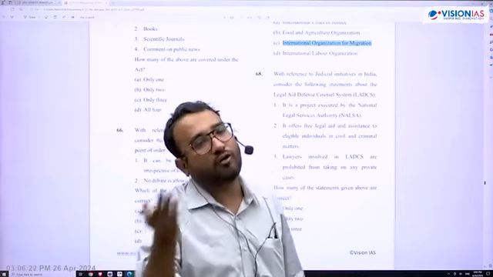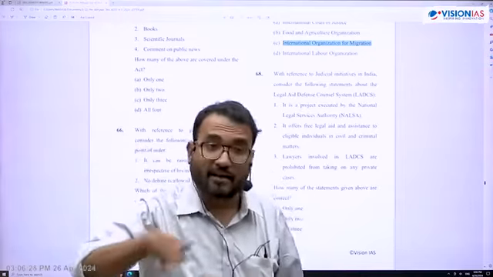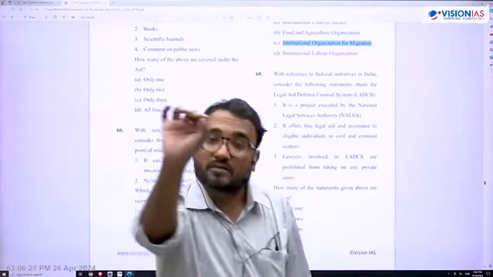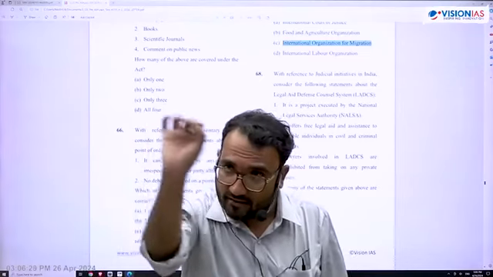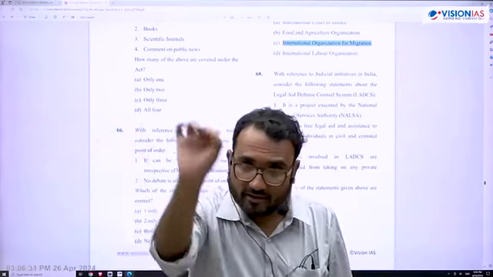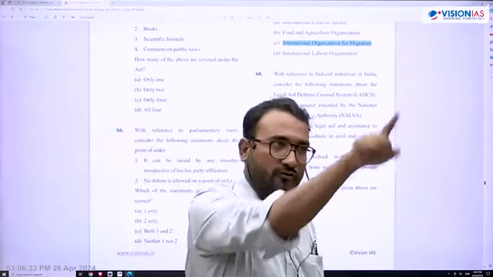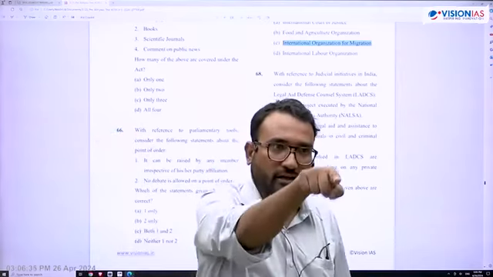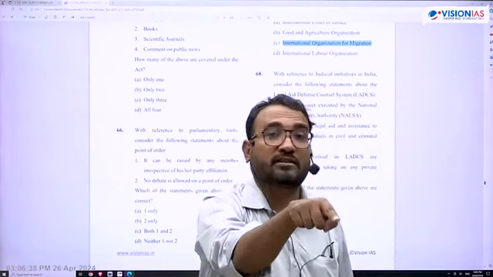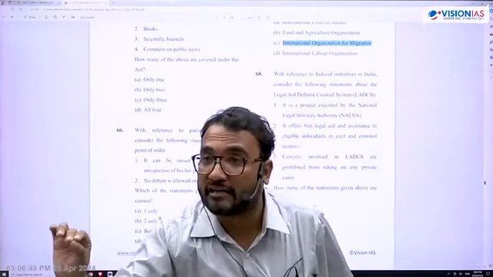So that law is there. It has 6 bodies. Please remember the 6 bodies: the National Legal Service Authority, the State Legal Service Authority, the District Legal Service Authority, then the Supreme Court Legal Service Committee, High Court Legal Service Committee and Taluk Legal Service Committee. UPSC has not asked this till date.